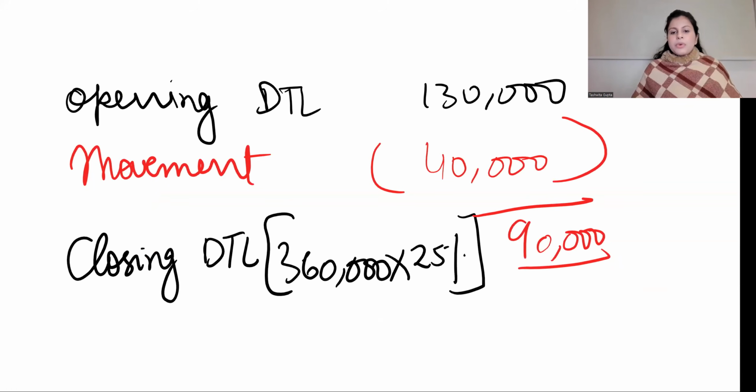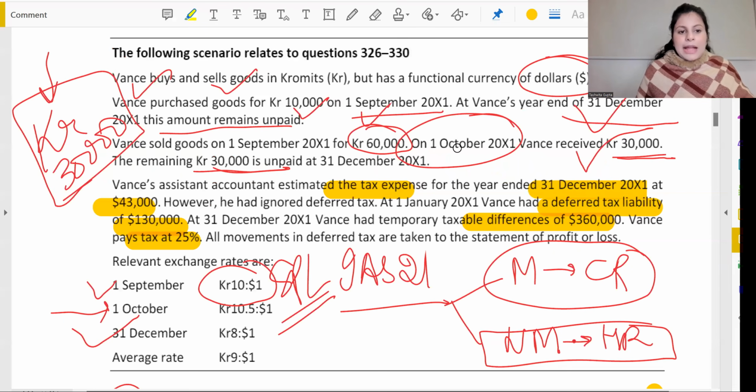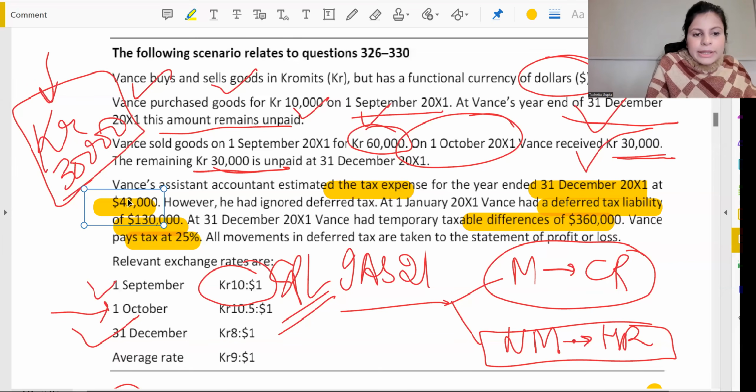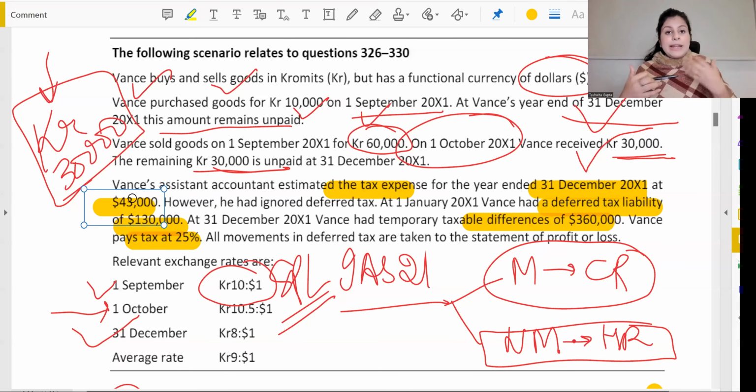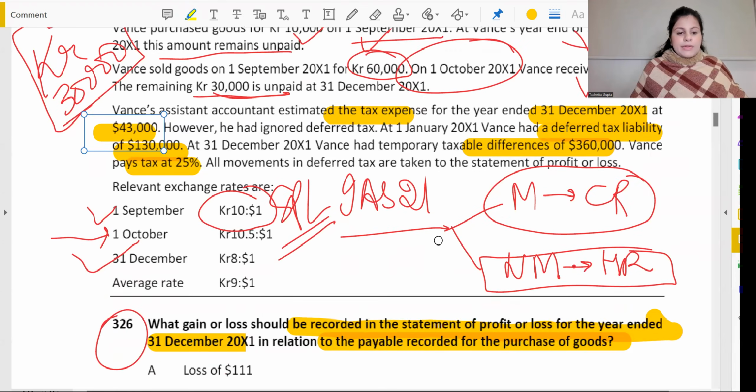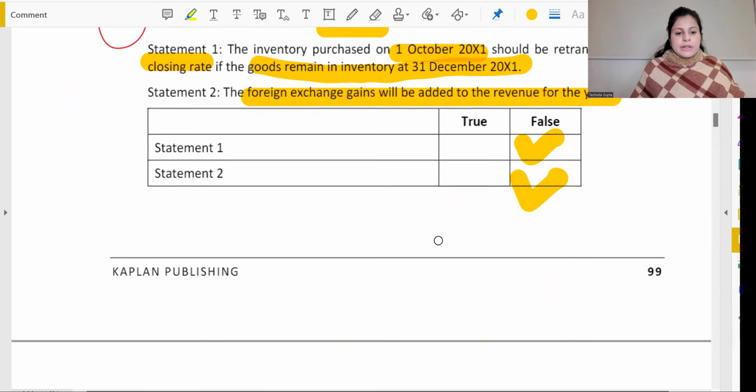So that's the movement which is going to go in my statement of profit and loss. So how much tax expense will be shown? This year's tax expense is 43. There is an income on taxation. If your DTL reduces, that's your income, right? What's your journal entry? DTL debit, income credit. So expense of taxation was 43,000 and there is an income of 40,000. So what's the net expense? Net tax expense 3,000.